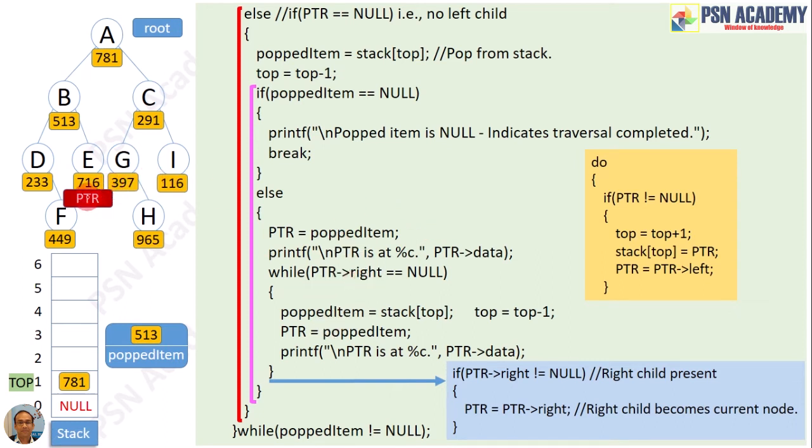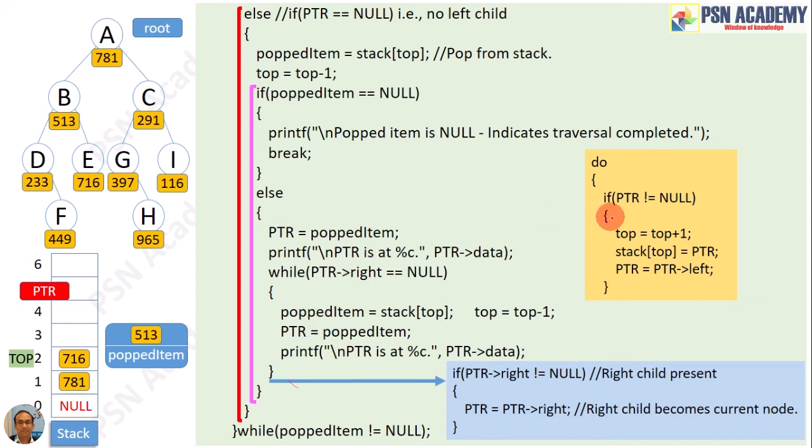You see here ptr is standing at 716. So this if block will be executed because it is not null. So store the ptr's address to stack top, increment top, and store the 716 over here, and then set ptr to ptr left. So ptr left goes like this, so that ptr becomes null now. Your popped item is 513. So this do while loop will run again.